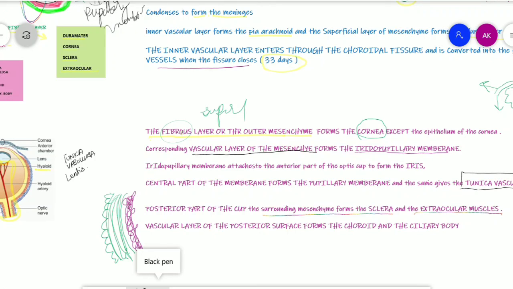And what is inside is the vascular layer of the eye, that is the choroid. And similarly, the ciliary body which is present inside. So both of these are going to develop from the vascular layer of the posterior surface of the mesenchyme. I hope I'm clear till now.